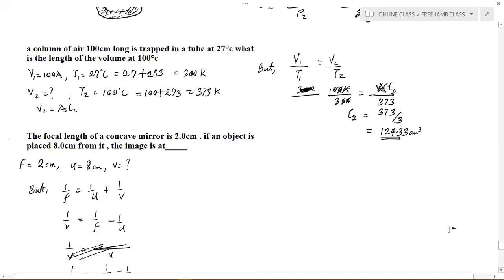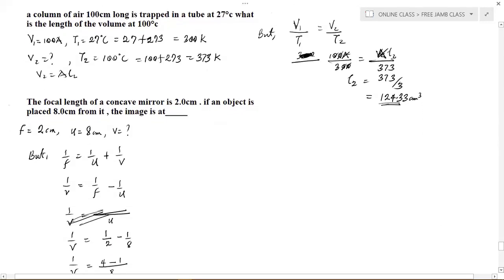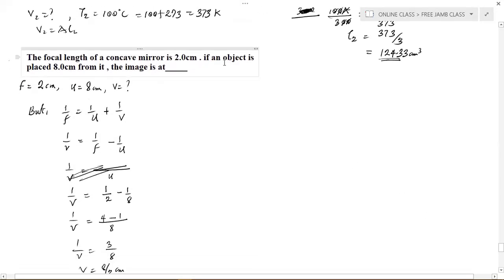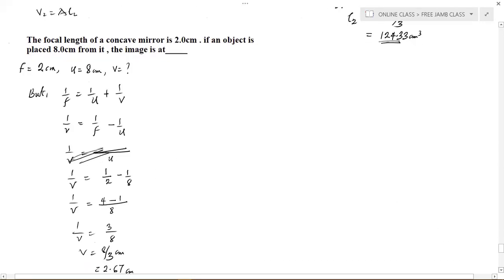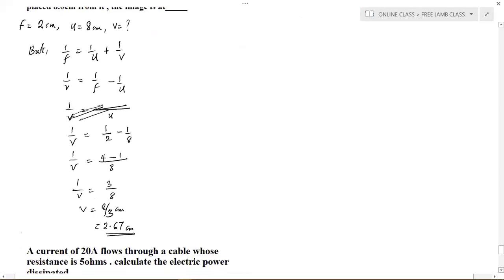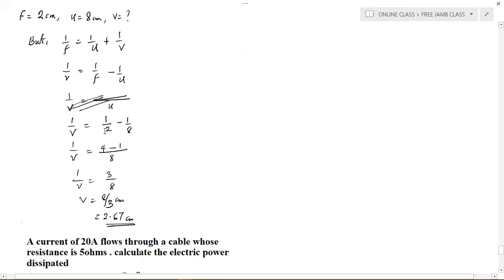You see the focal length there, just like I solved it, that focal length is 2 centimeters. If an object is placed 8 centimeters from it, the image is attached. So F is 2 centimeters, U is 8 centimeters, V equals unknown. But we know 1 over F equals 1 over U plus 1 over V. 1 over V equals 1 over F minus 1 over U. Doing that, we have 1 over V equals 1 over 2 minus 1 over 8. The LCM is 8. 2 in 8 is 4. 8 in 8 is 1. That's 3 over 8. So V equals 8 over 3, and that's 2.67 centimeters.